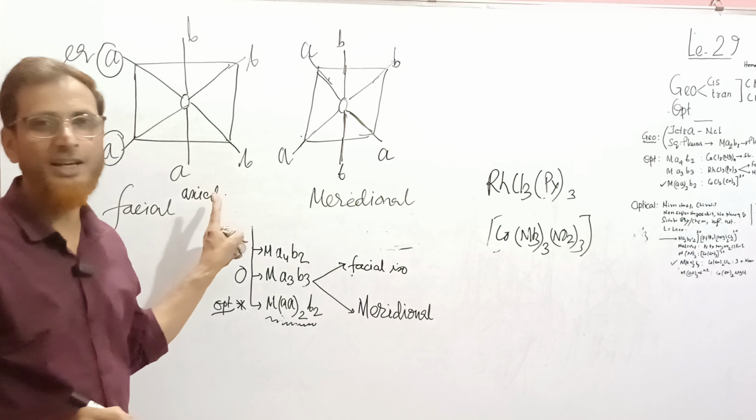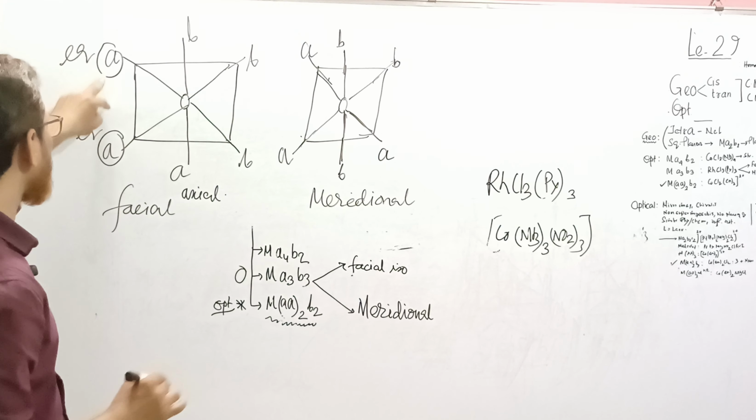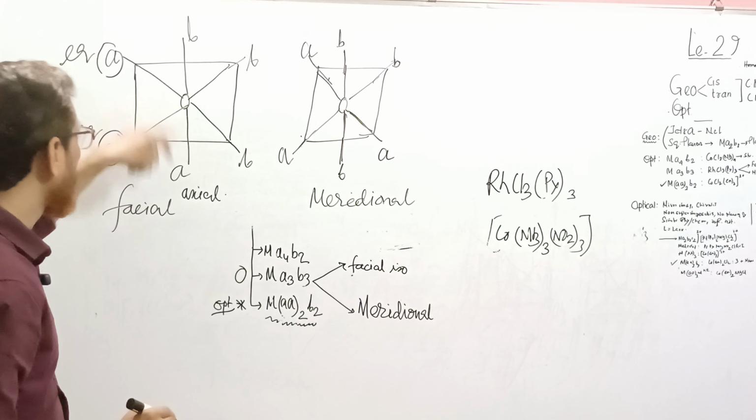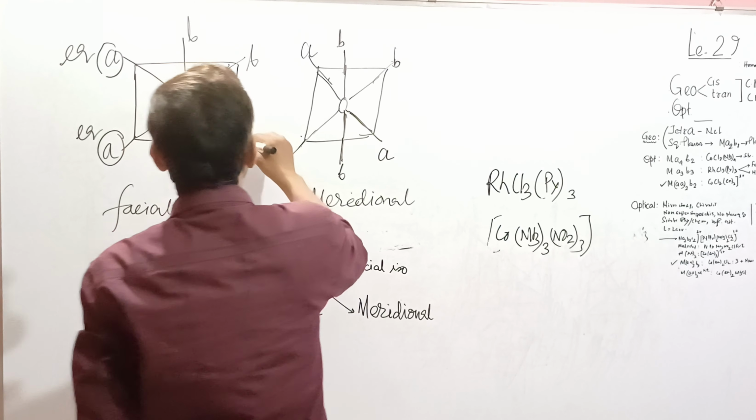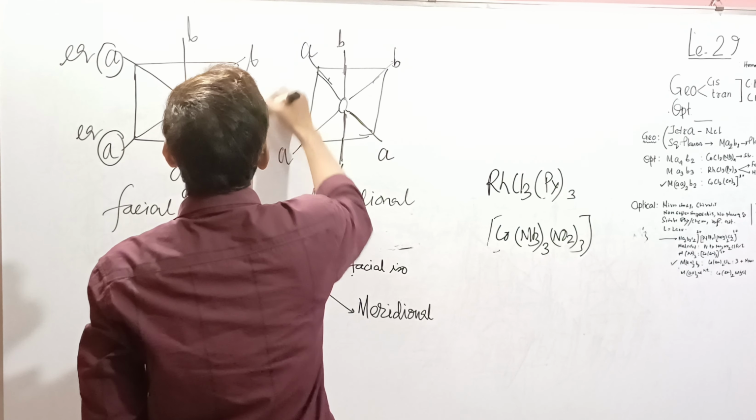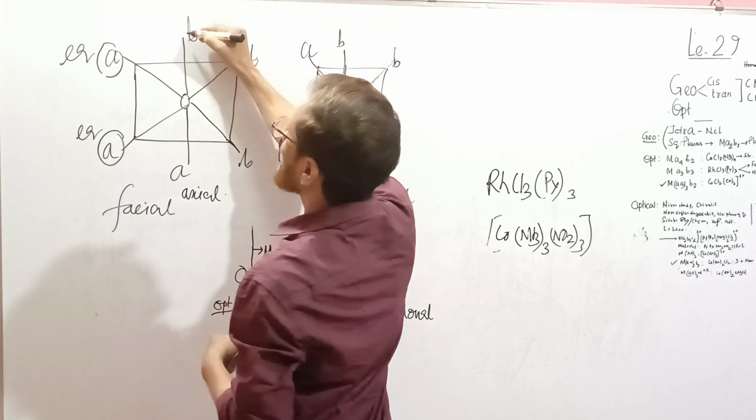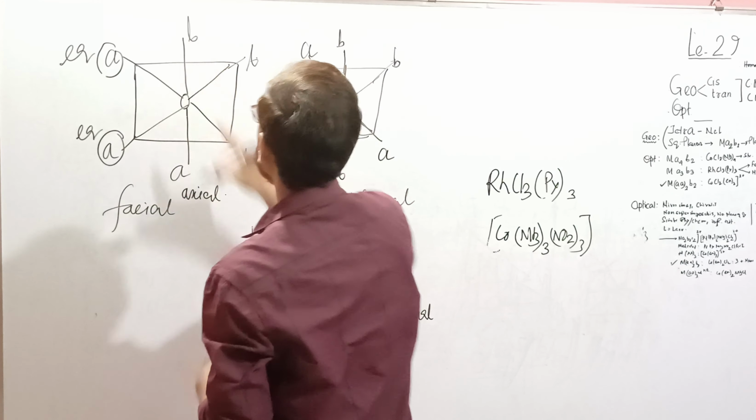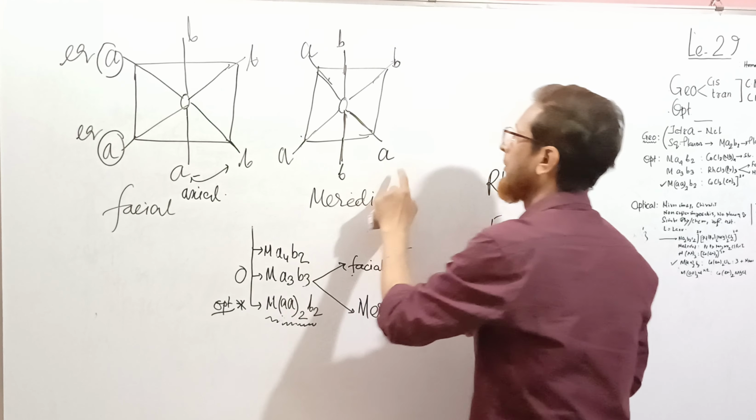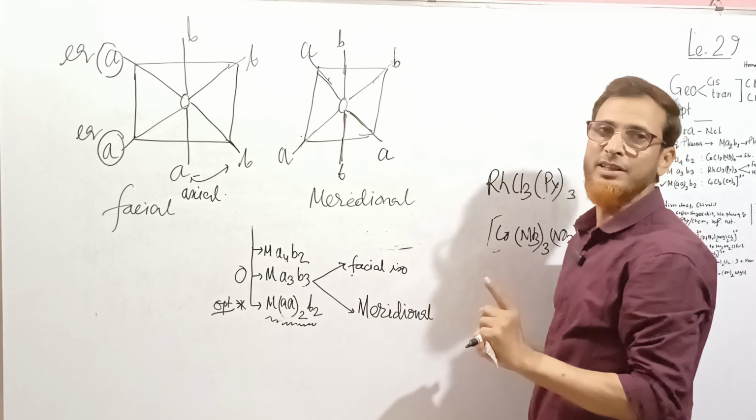It means two are adjacent: the two same ligands are adjacent. These are equatorial, and one is axial. Am I right? On the other hand, the other 3 are arranged in this way: 2 are adjacent and the other is axial. Now I am taking this as facial and this as meridional. Why? I have just changed these two. You see the technique: B, A, B. I have taken B here, A there, B here, A there. See the arrangement, everything else is the same.